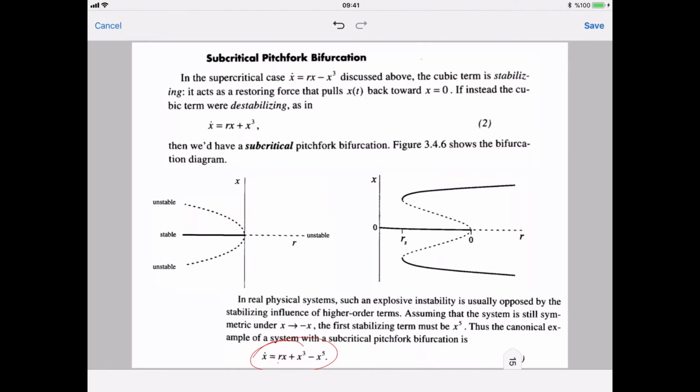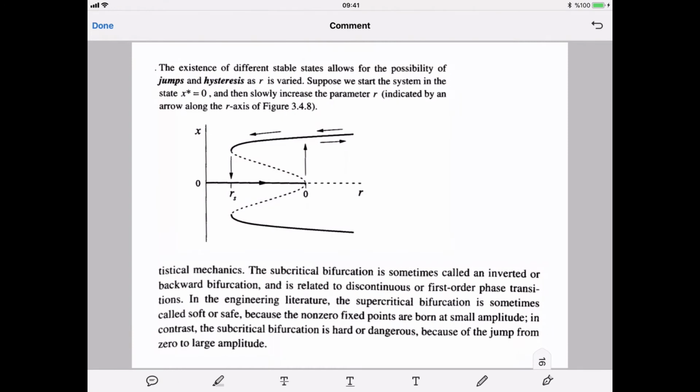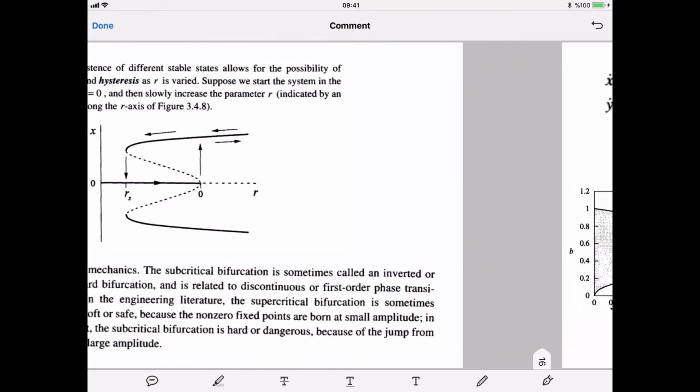We will see that bifurcations are the route to chaos. Okay? But more about this later on. I will skip this part.